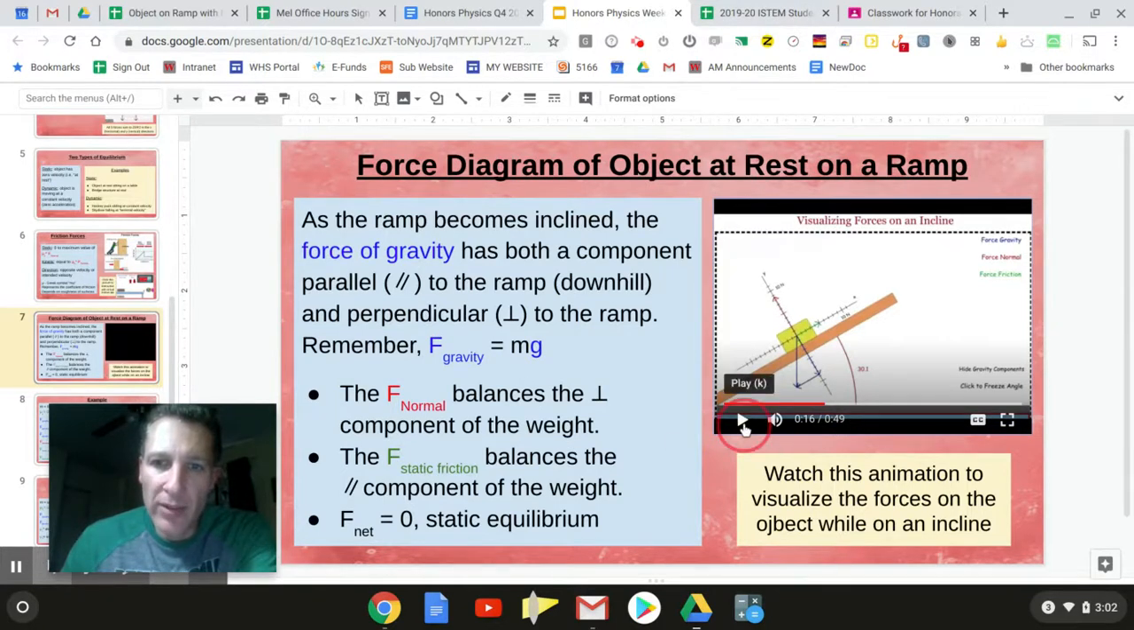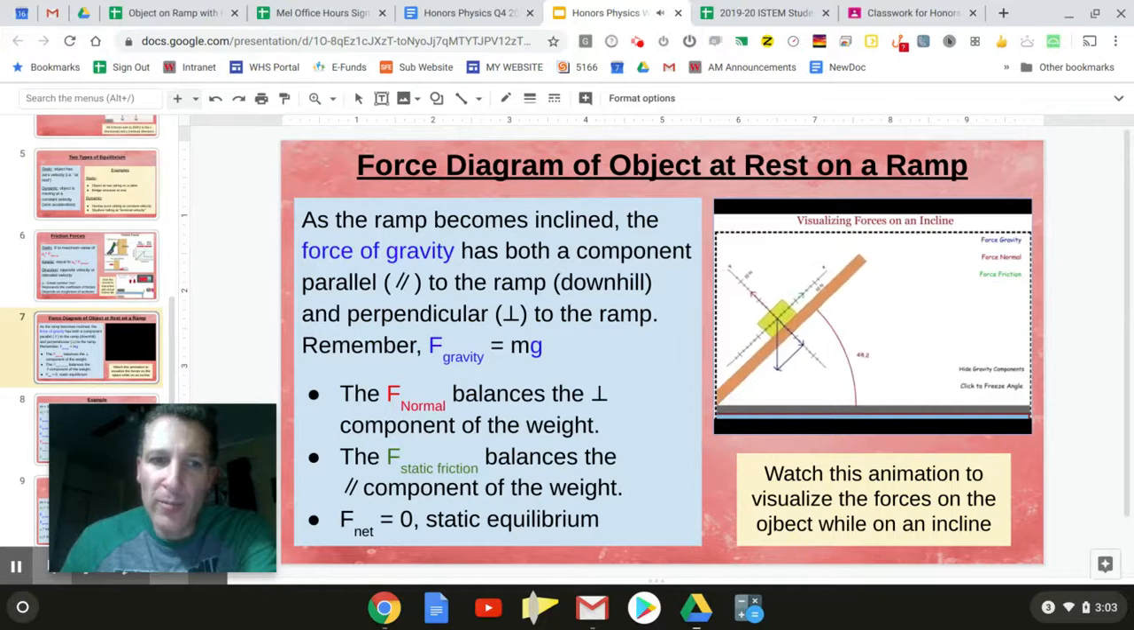If I continue to play this, you will notice that as this force gets bigger, that one gets bigger. As this one gets smaller, that one gets smaller. Your normal force is just the force from the ramp pushing up. It's only going to push whatever it needs to counteract the other, downward force.